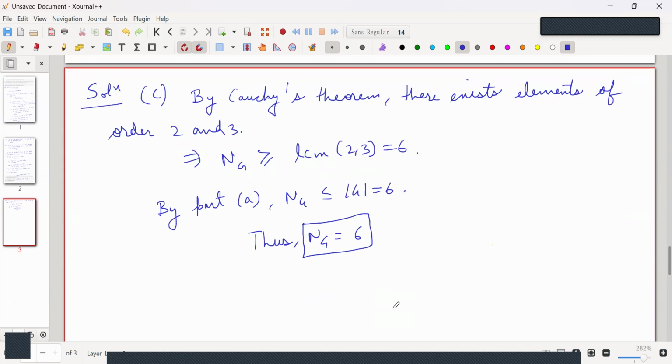Sir, can you repeat your question? There are, hello, you're not audible, Prerna. Sir, can you repeat your question? So I am saying how many non-isomorphic groups of order 6 are there? Means how many different groups of order 6 are there?